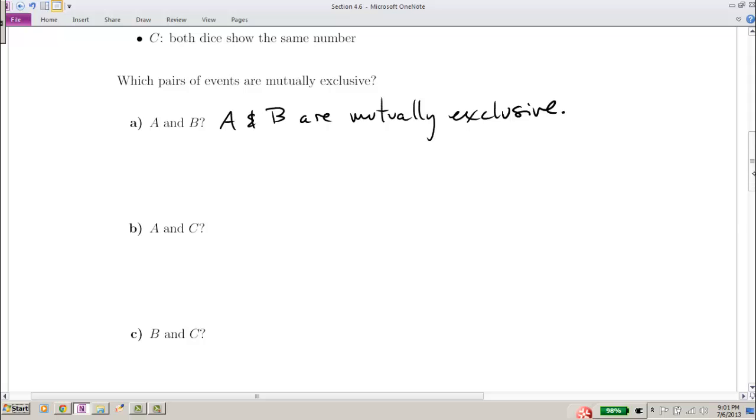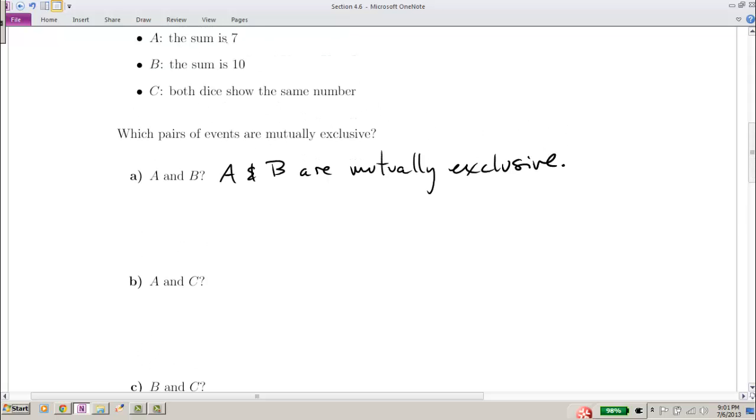A and C. So A, the event that the sum is 7, and event C, that both dice show the same number. A and C are mutually exclusive here because if both dice did show the same number, that means that the sum would have to be even, right? And of course 7 is an odd number. So A and C are mutually exclusive.